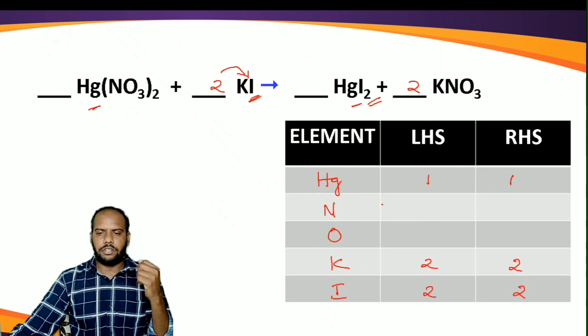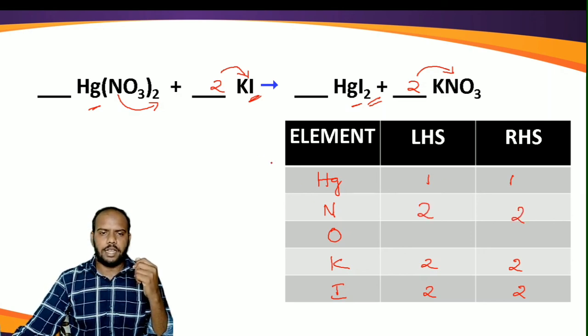Correct? Okay. Next remaining nitrogen and oxygen. Nitrogen how many times? Careful. This 3 is only for oxygen, not for nitrogen. So nitrogen how many times? 2 times. Nitrogen is just 2 times. Here how many nitrogen? Nitrogen 2 times. Yes or not? So nitrogen also balanced.